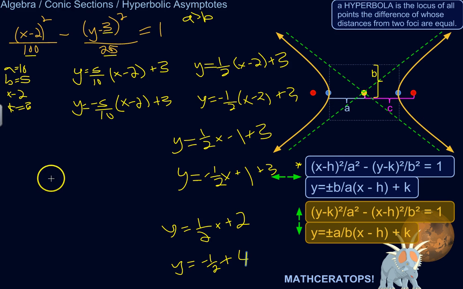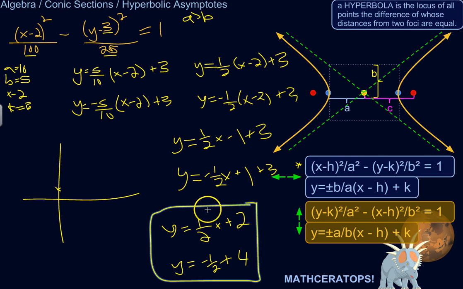Then, just graph them. Y-intercept is 2. Slope is 1/2. Plot another point. Draw the line. Y-intercept is 4. Slope is negative 1/2. And then plot another point, connect those, and draw those lines. So I'll let you handle it from here.